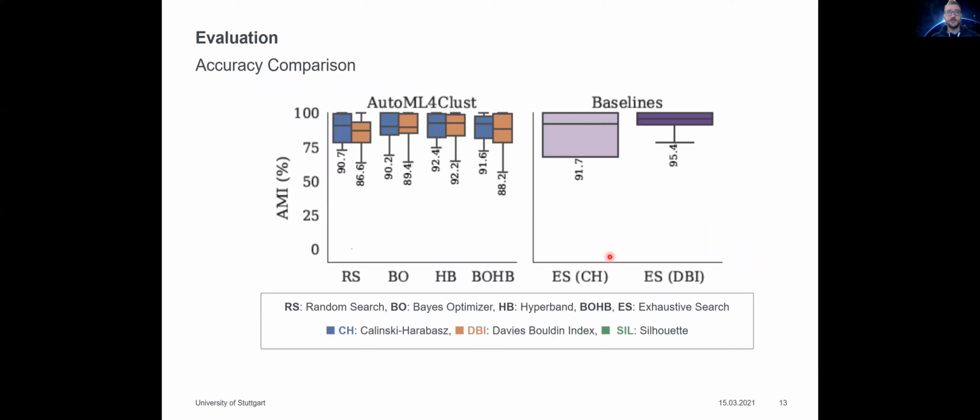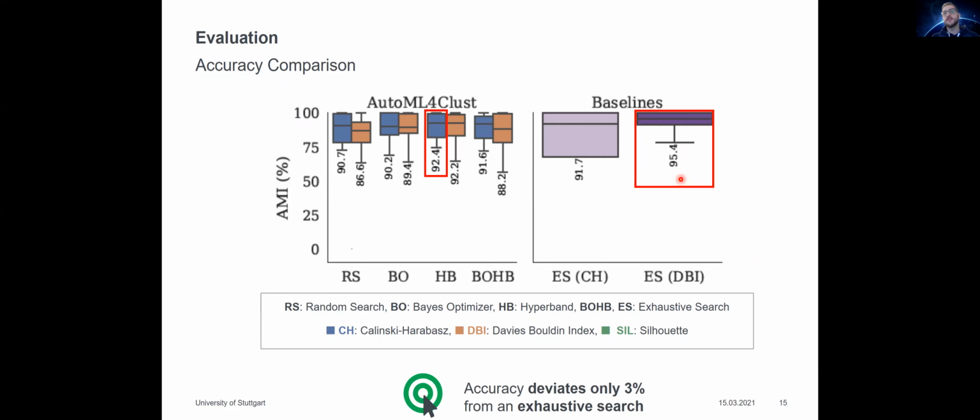Regarding the accuracy comparison, we show the results here. Note that the numbers underneath the boxes show the median results, so for the baselines and for AutoML4Clust. We observe that the best results of AutoML4Clust are achieved with Calinski-Harabasz and the hyperband optimizer. And this only deviates 3% from the best result of an exhaustive search, while it is even better than the exhaustive search with the Calinski-Harabasz metric. Yet, AutoML4Clust only explores 60 configurations, while the exhaustive search explores the whole configuration space.